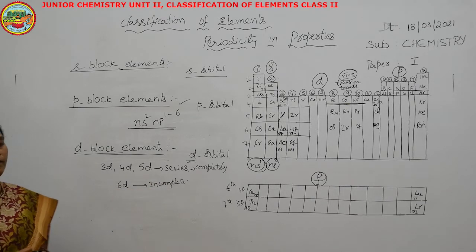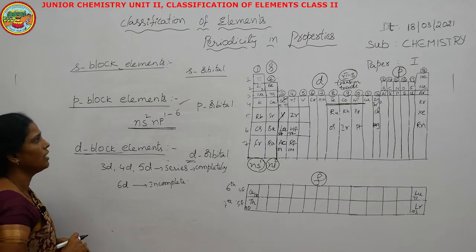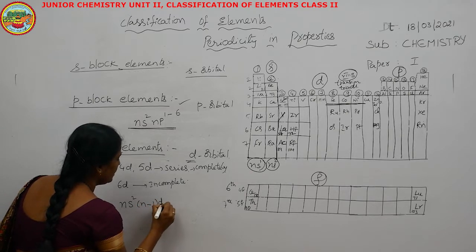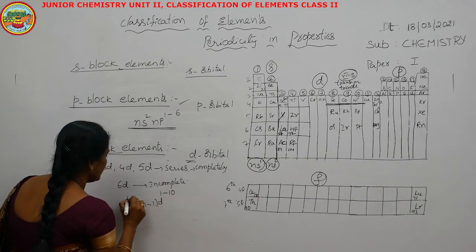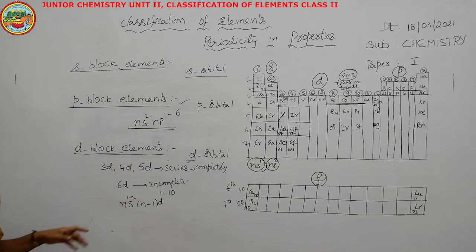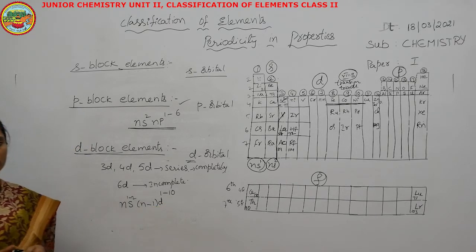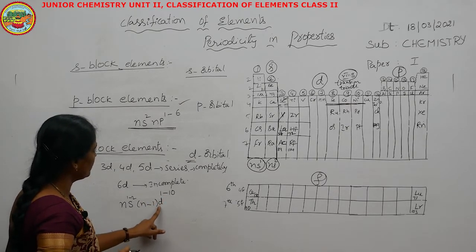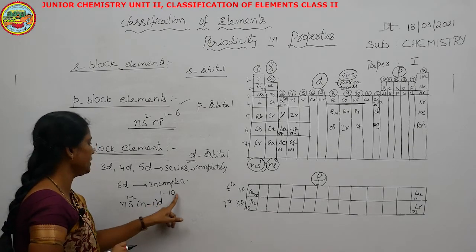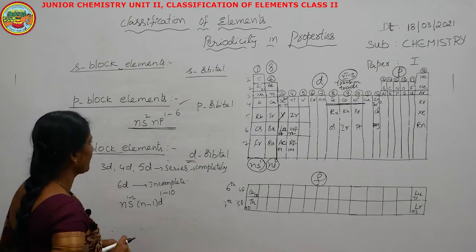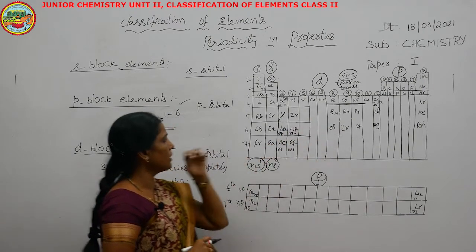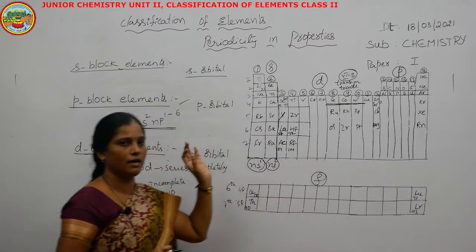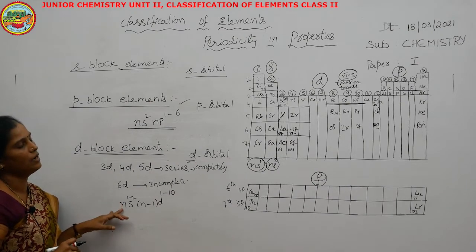Then what is the electronic configuration? The general electronic configuration of d block is ns 1 to 2, n-1 d 1 to 10. That means the electrons enter into the d orbital, d1 to d10, then the d block is completed. The elements in this d block are called transition elements. These are all hard metals. They possess high melting and boiling points.